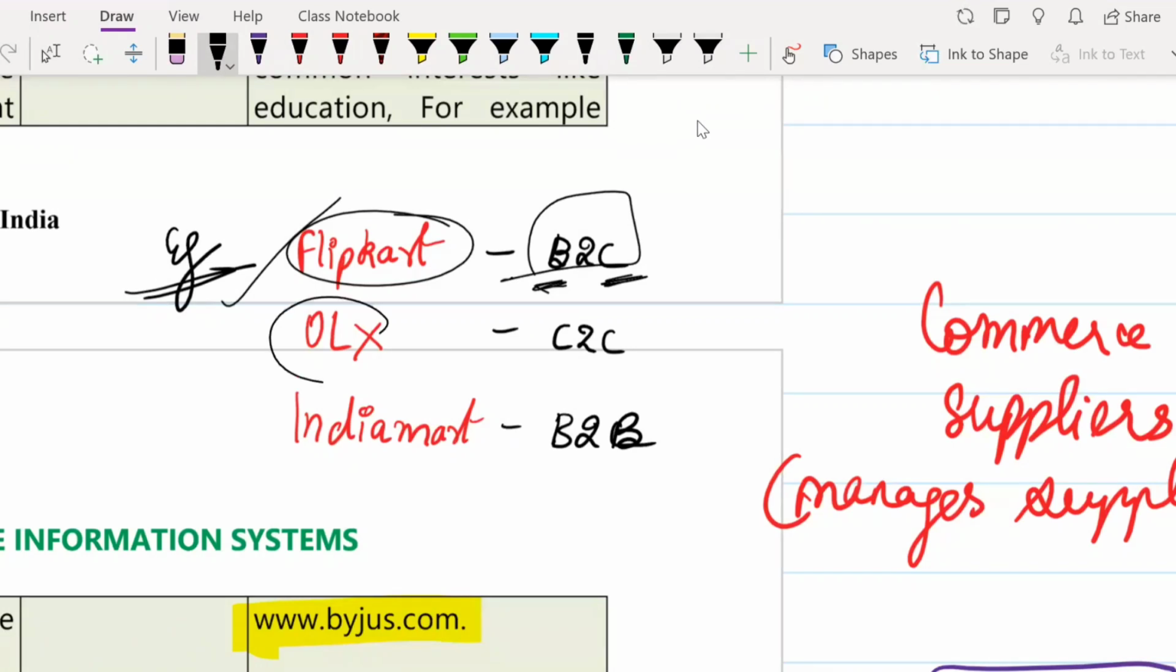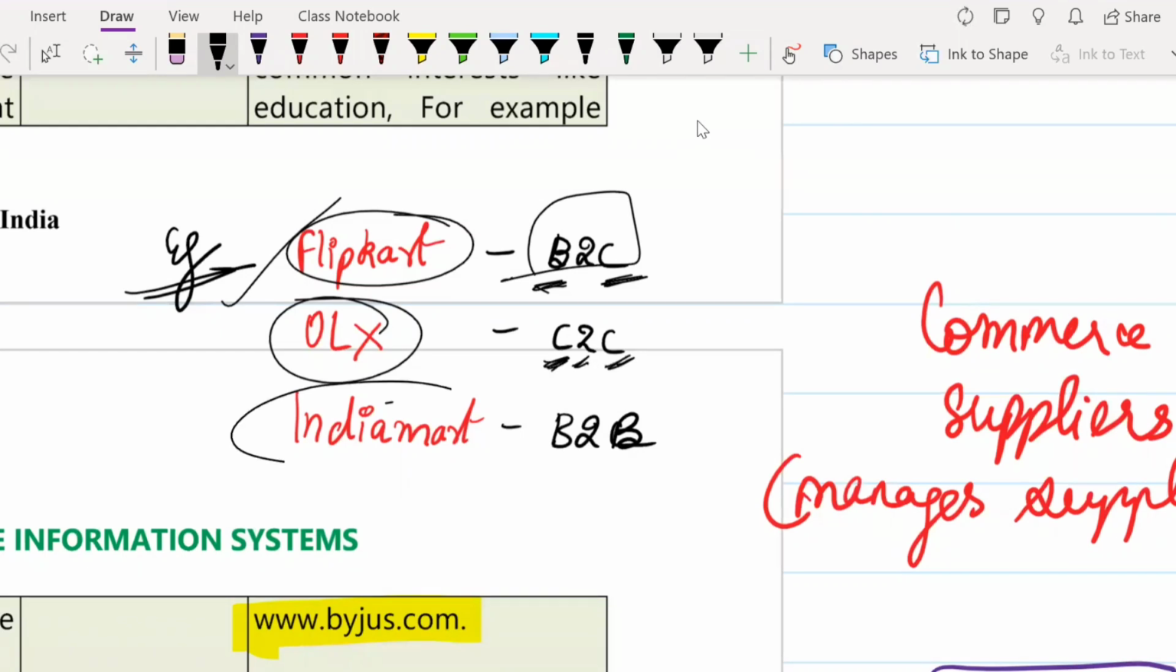If you take OLX, I might have old worn out shoes that I don't use anymore, and I want to sell them to someone at a very low price. Then I can go on OLX and sell it. Another customer who is looking for such shoes will go and buy it at that price. So two customers are interacting: one who wants to sell the shoe, and the other who wants to buy it. They are not businesses. So that is C2C, customer to customer. OLX is a C2C business. Then you have India Mart.